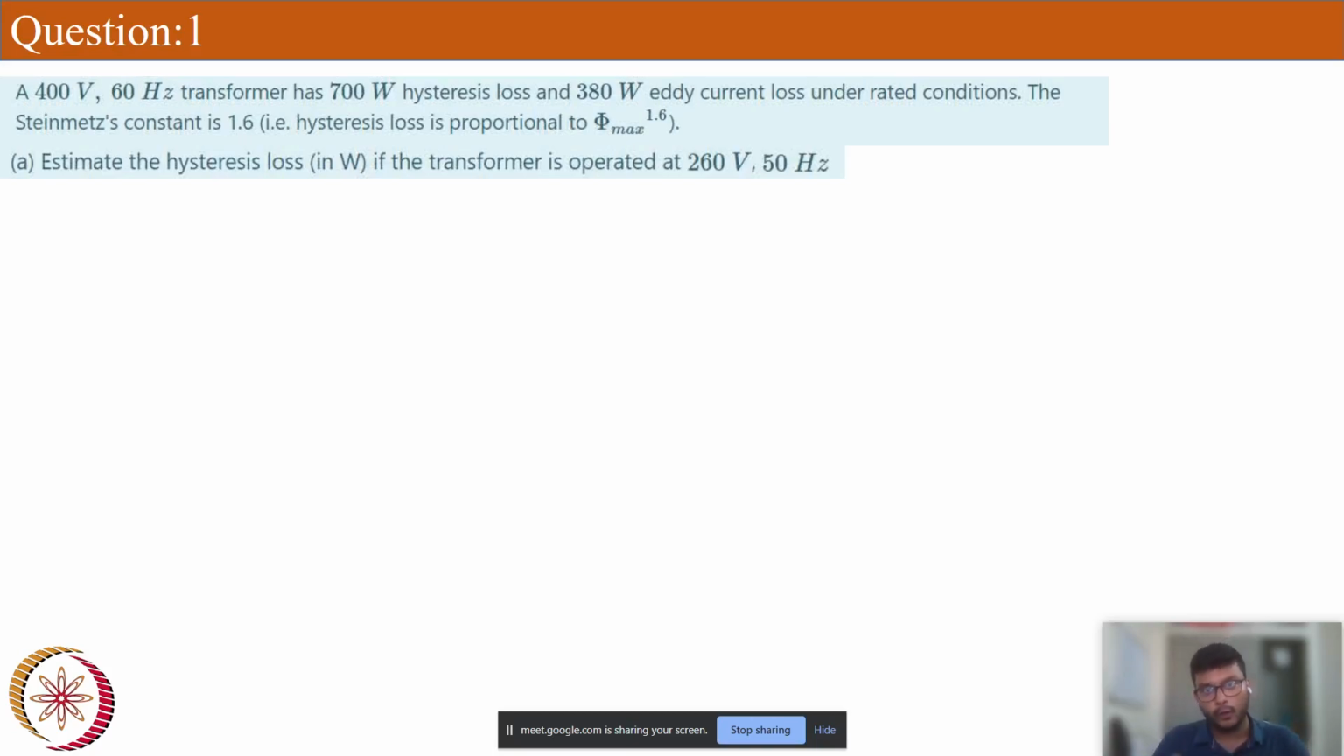Before solving this question, can anyone tell me what hysteresis loss and eddy current loss are in a transformer? Any idea what hysteresis loss and eddy current loss are? Anyone?